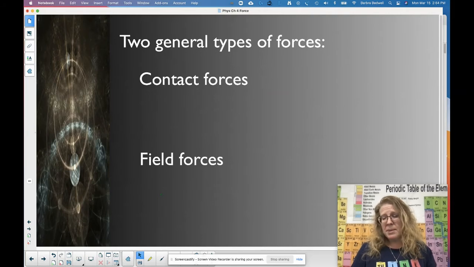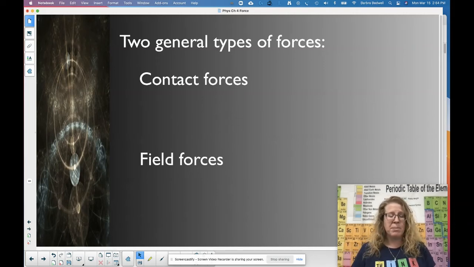There are two general types of forces when we talk about what is a force, pushes and pulls and all that. And I'm not saying that the two general types are a push or a pull. That's not what I'm referring to at all. In fact, the two categories of forces are what we would call contact forces and field forces. Those are the two main categories.